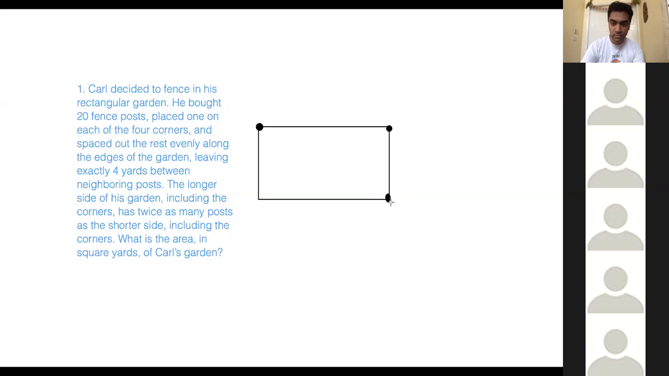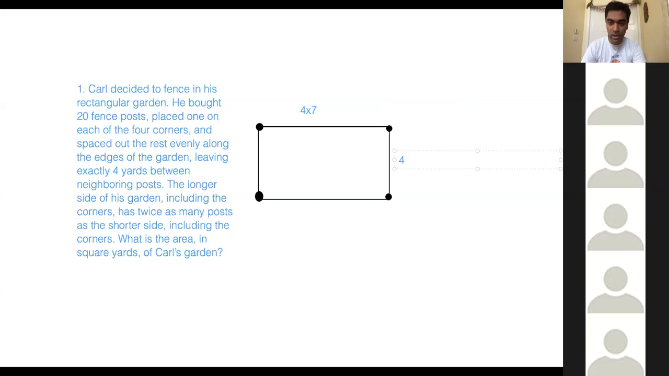And then I counted the number of posts. I did 4x7 for the long side and 3x4 for the short side, and I got 28 and 12. And I multiplied those two together and it got 336.